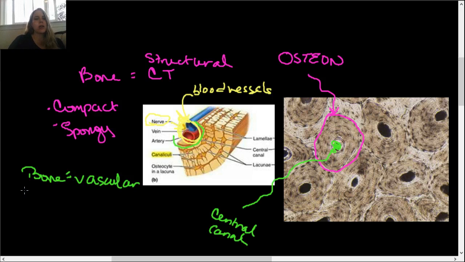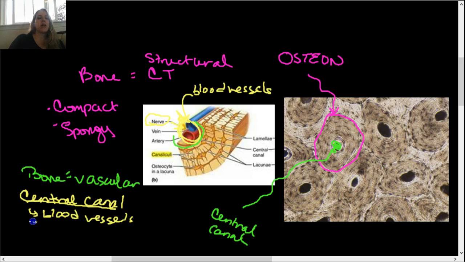So let's write that out. Our central canal is right in the middle of an osteon, and it's going to include blood vessels, artery and vein, as well as a nerve cell. So that's what you find in an osteon.